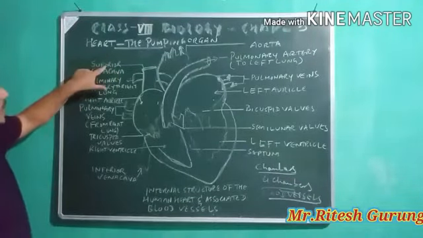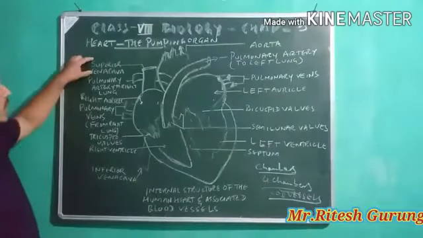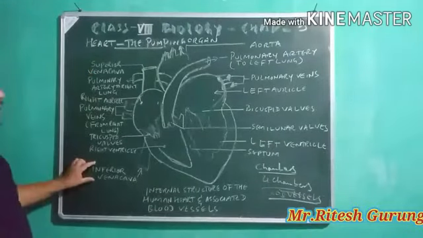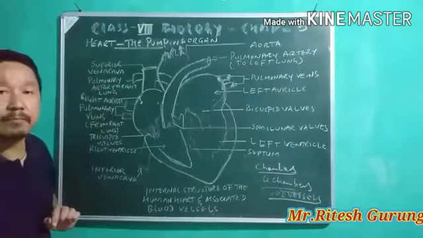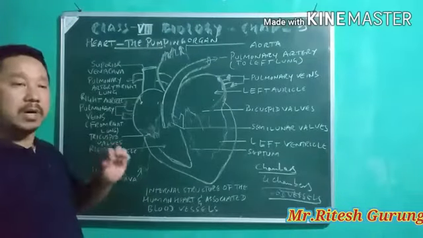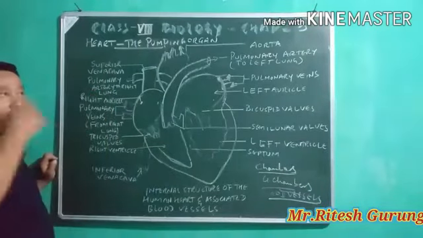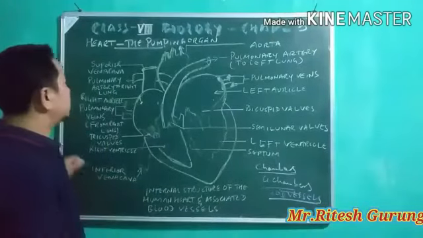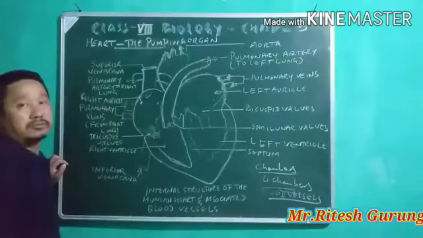They are called superior vena cava and inferior vena cava. See here, superior vena cava and inferior vena cava. This superior vena cava collects the blood, deoxygenated blood, meaning impure blood rich in carbon dioxide, from the upper region of the body, like the head and shoulder. The blood will be collected here in the right auricle.